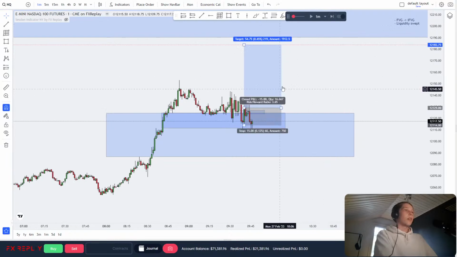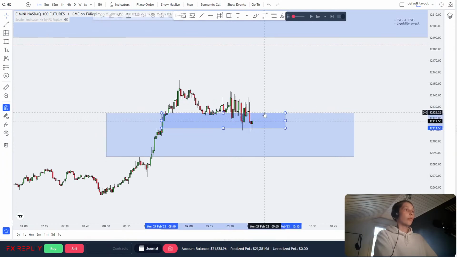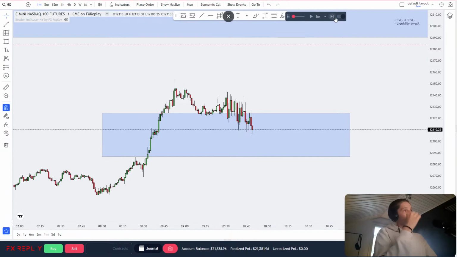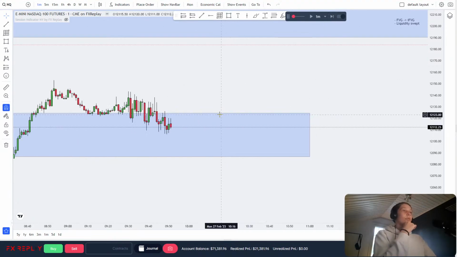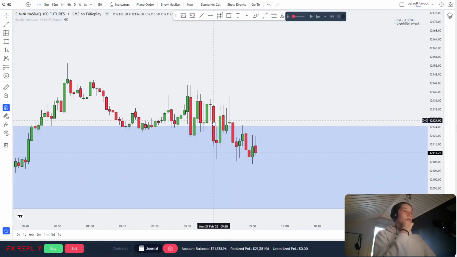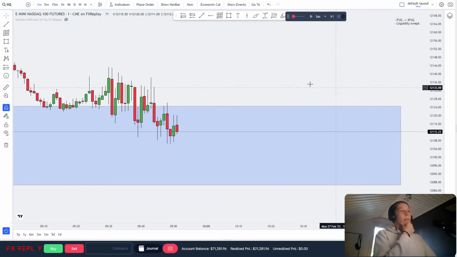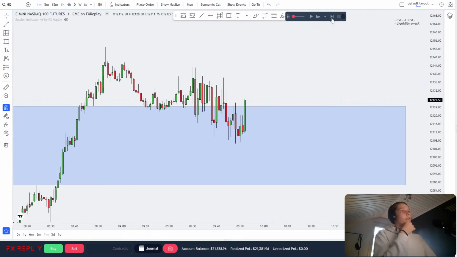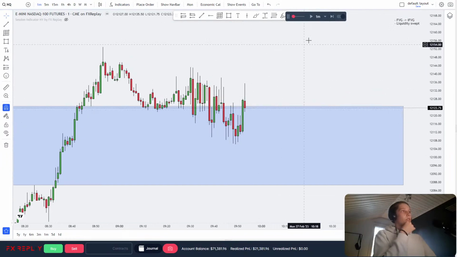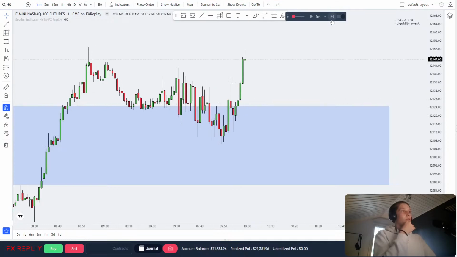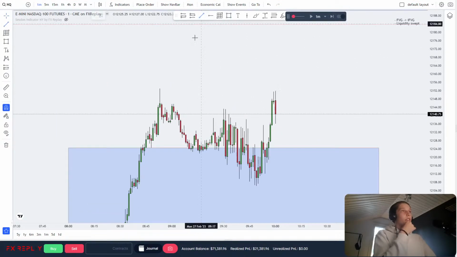And you can see how that ends up dumping. So we need to understand when not to take the setup, and that's not too clean anyways. Like the candles are very choppy, and it's not that obvious of a fair value gap. You know what I'm saying? We want to see these kind of clean pushing candles in our favored direction.